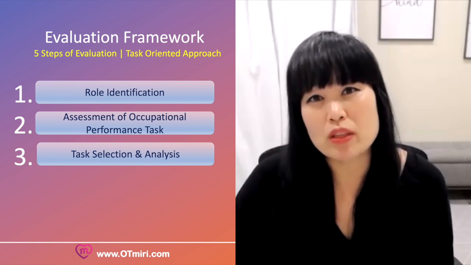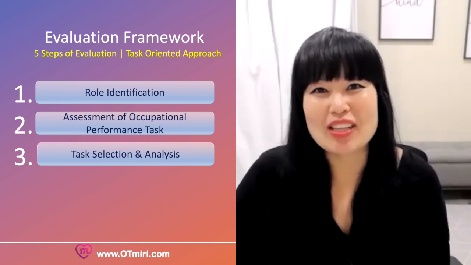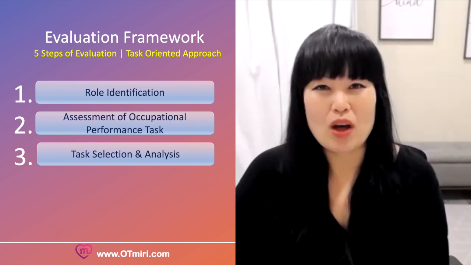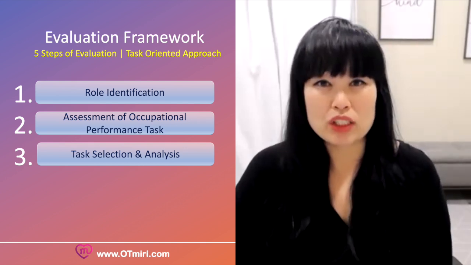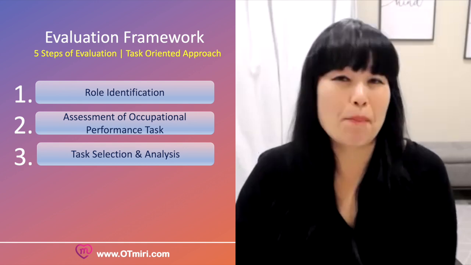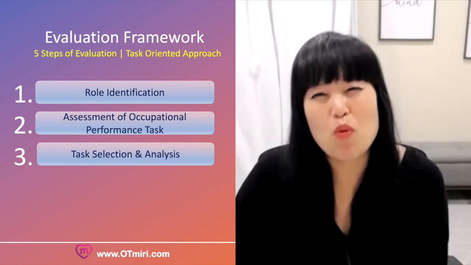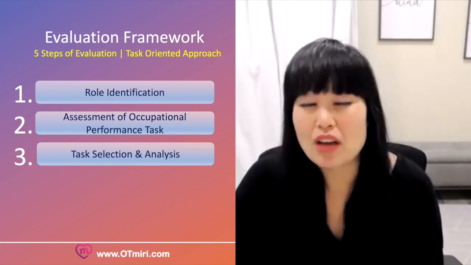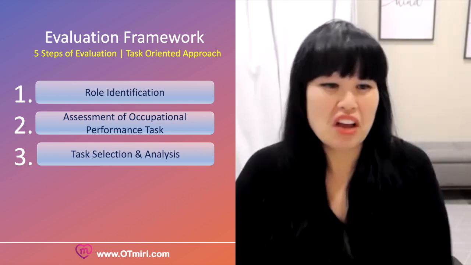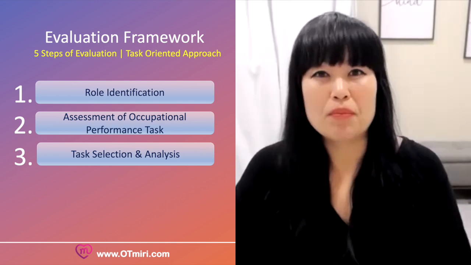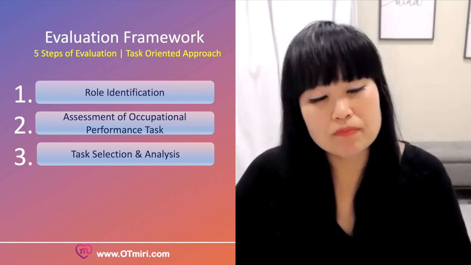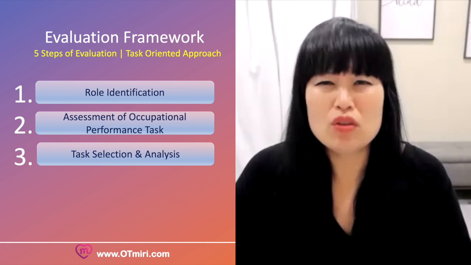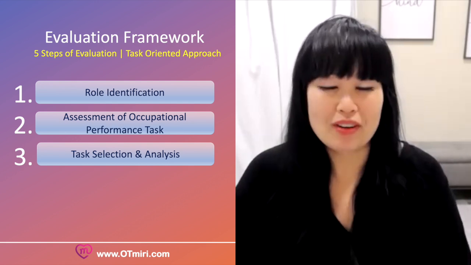So in the case with Darcy, let's say you selected meal prep as a task and you're observing her. And while you are taking notes, you notice that she is constantly dropping things. She has poor sitting posture and says that she's too tired to complete the task, and she never attempts to use her affected right upper extremity. Well, based on these observations and task analysis that you do, you decide that you need more information.